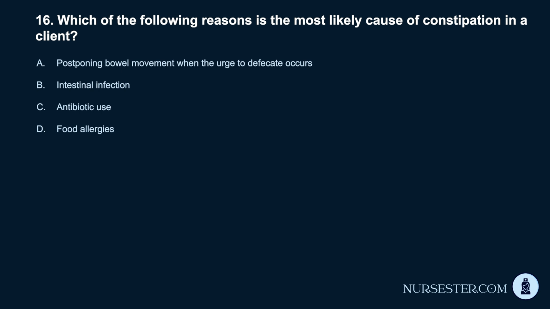16. Which of the following reasons is the most likely cause of constipation in a client? A. Postponing bowel movement when the urge to defecate occurs. B. Intestinal infection. C. Antibiotic use. D. Food allergies. Correct answer: postponing bowel movement when the urge to defecate occurs.